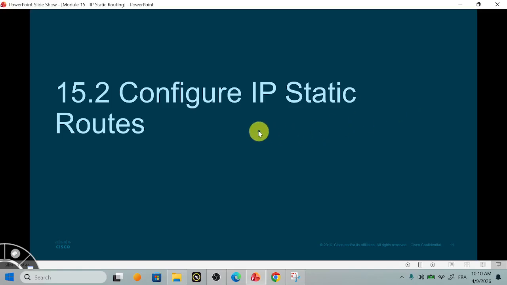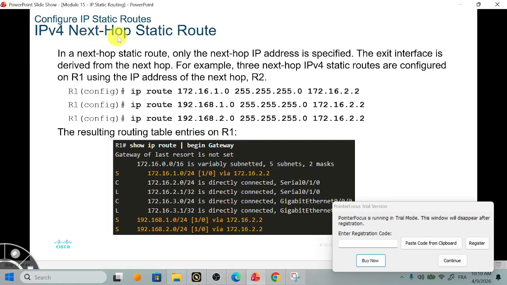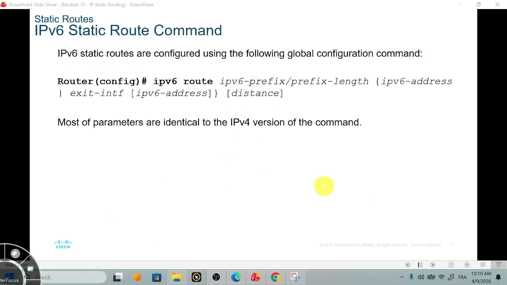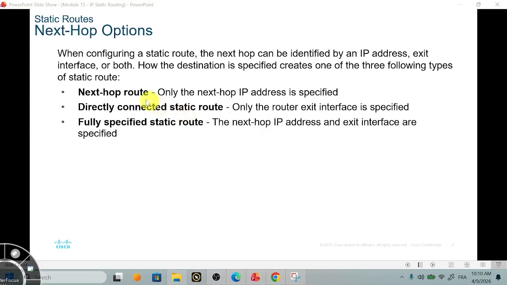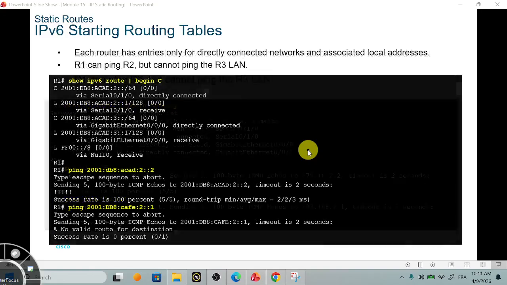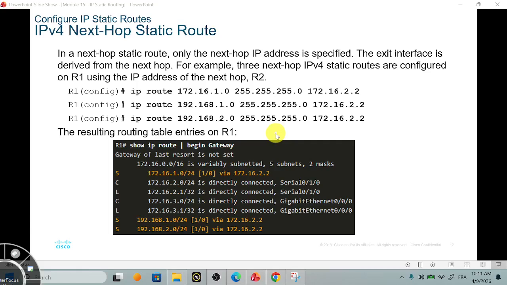IP static route. Okay. Next hop static route. IP version for next hop static route. Remember, next hop here, that's the different three types. Next hop route, there are three types. Next hop route, only the next hop route IP address is specified. So, in this case, we don't mention the exit interface, okay?